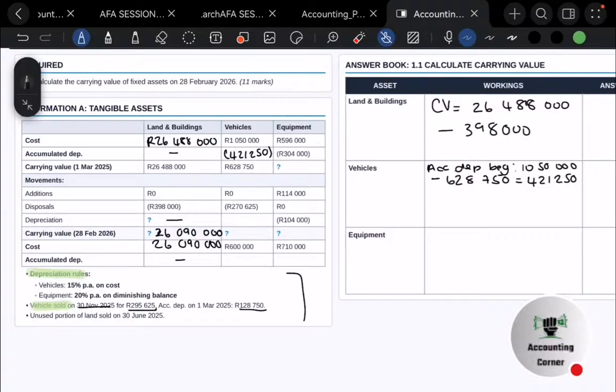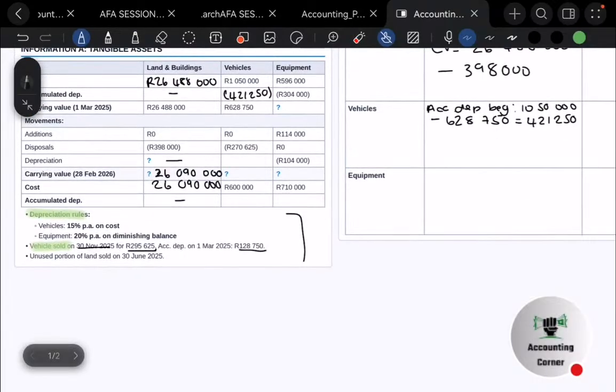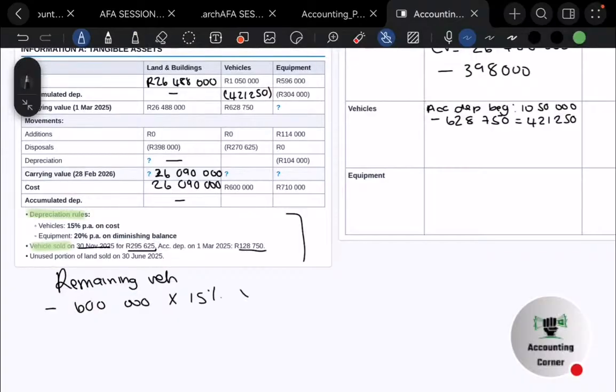Now we need to calculate depreciation for the sold vehicles separately and for the remaining vehicles separately. We started off with 1,050,000 and the cost at the end is 600,000. That's the cost of the vehicles we're left with. To calculate the depreciation of the remaining vehicles, we say 600,000 multiplied by 15% multiplied by 12 over 12, because we had them for the full year. That gives us 90,000.